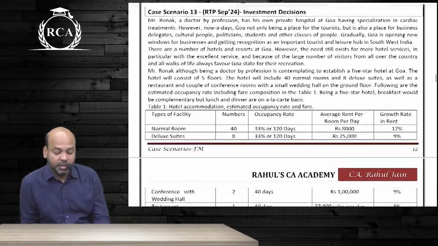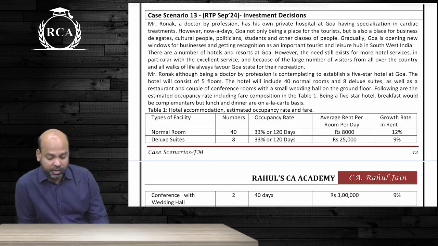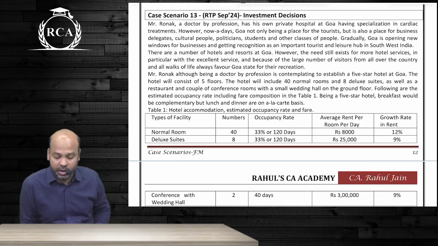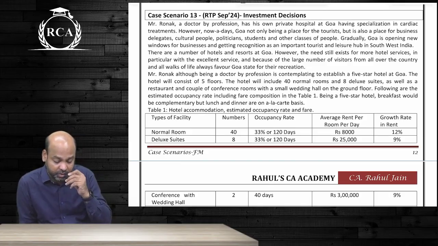Mr. Ronak is a doctor by profession. He has his own private hospital in Goa, having a specialization in cardiac treatments. However, nowadays Goa is not just a place for tourists. Not only being a place for tourists, it is also a place for business delegates, cultural people, politicians, students, and other class of people.